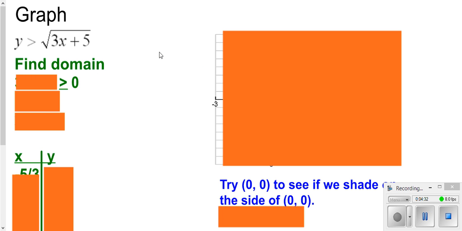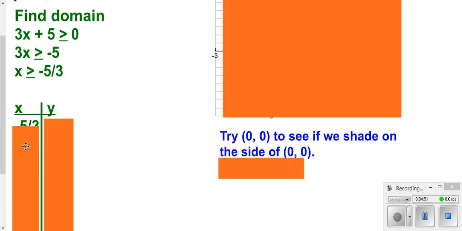So let's go ahead and graph this. Well, first of all, we're going to start off by finding our domain. So you take what's on the inside of your root, set it to be greater than or equal to 0, and then we solve it, and we get x is greater than or equal to negative 5/3.